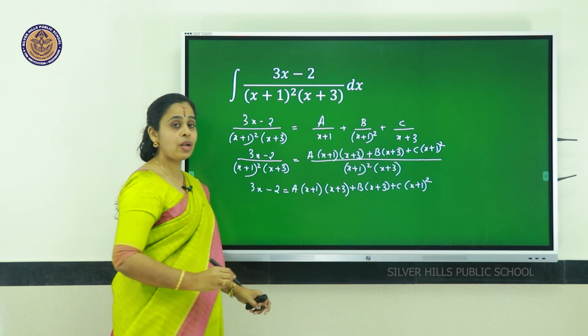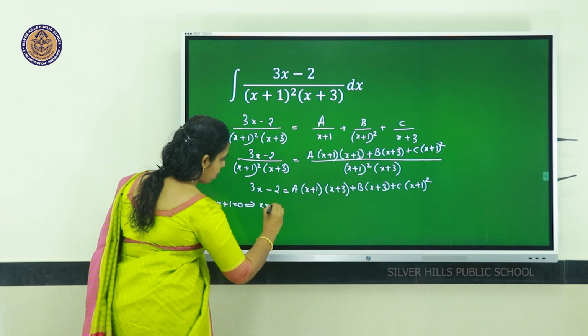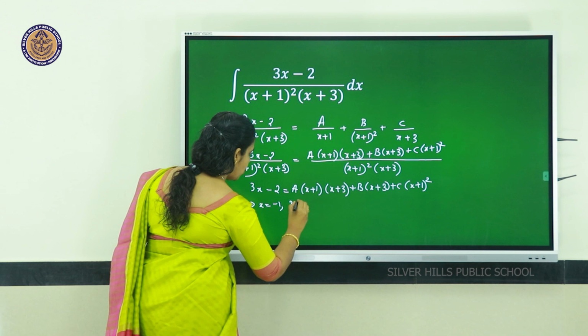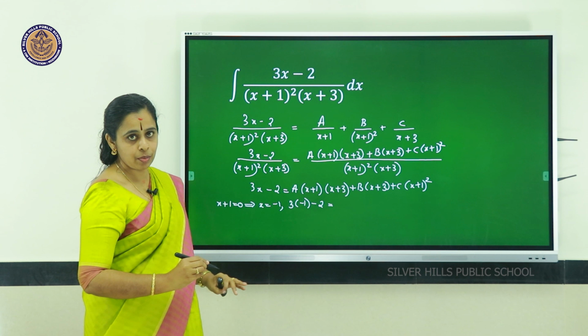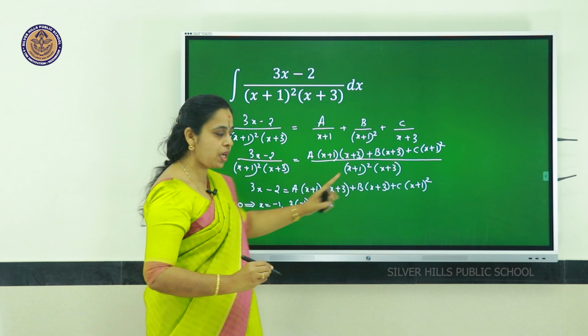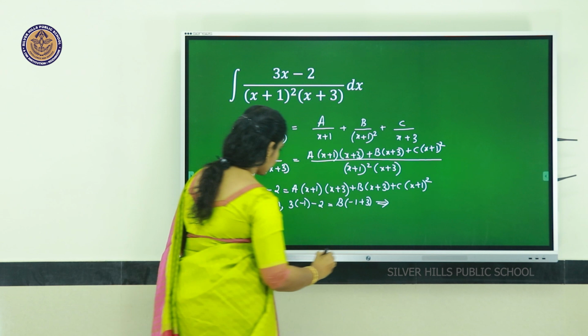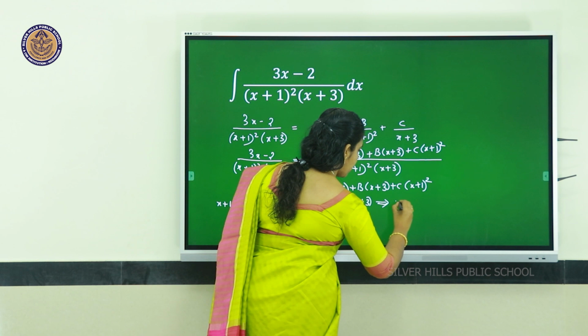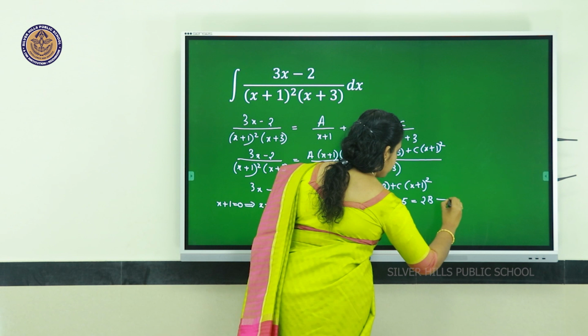Now let us take the first factor, x plus 1 equal to 0. So x plus 1 equal to 0 means x equal to minus 1. Now let us substitute in the LHS. 3 into minus 1 minus 2 equals, wherever x plus 1 comes as a factor, that part will automatically get eliminated. So x plus 1 comes here, x plus 1 comes here. So b into, in the place of x, minus 1 plus 3. That gives 3 into minus 1, minus 3, minus 2, so minus 5 equals b into minus 1 plus 3, which makes 2b. So the value of b we are getting is minus 5 divided by 2.